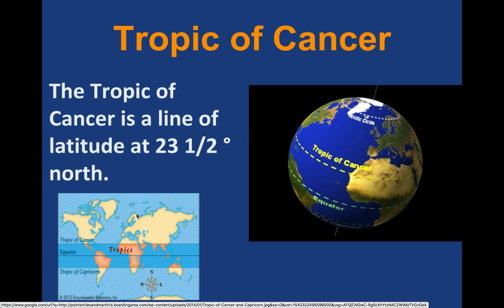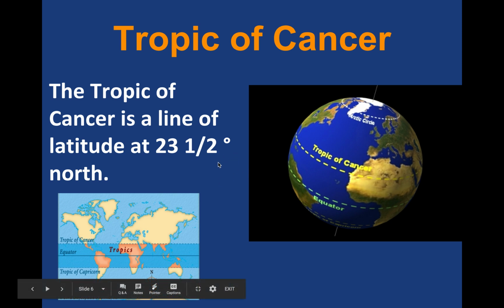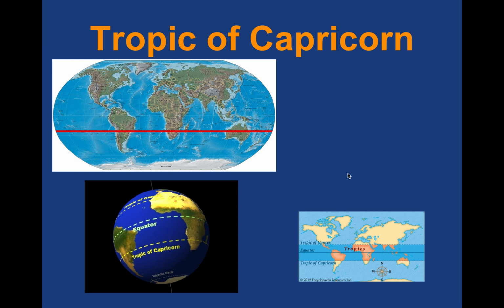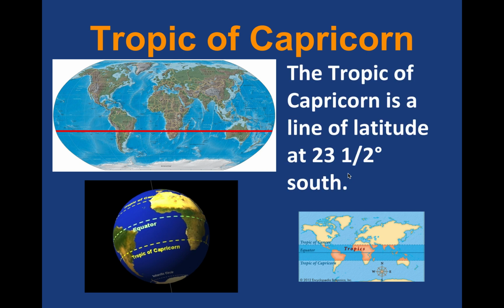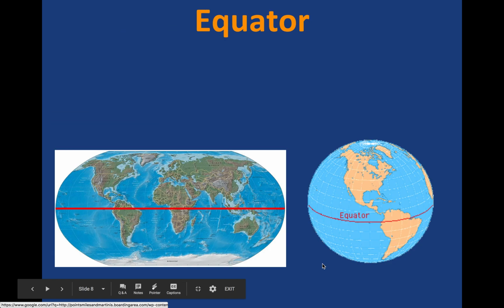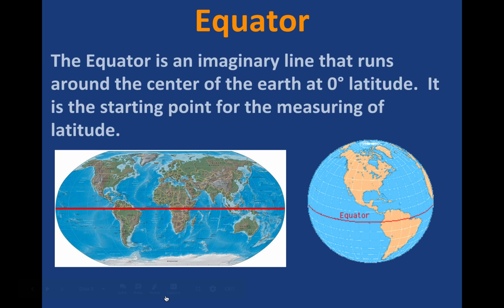The Tropic of Cancer is a line of latitude. It is above the equator a little bit at 23.5 degrees north. Yes, it is a half, so it's kind of weird, but that's what it is. So Tropic of Cancer, above the equator, 23.5 degrees north. Tropic of Capricorn is the opposite. It's at 23.5 degrees south. So here's the equator. It's below the equator. Again, 23.5 degrees south.